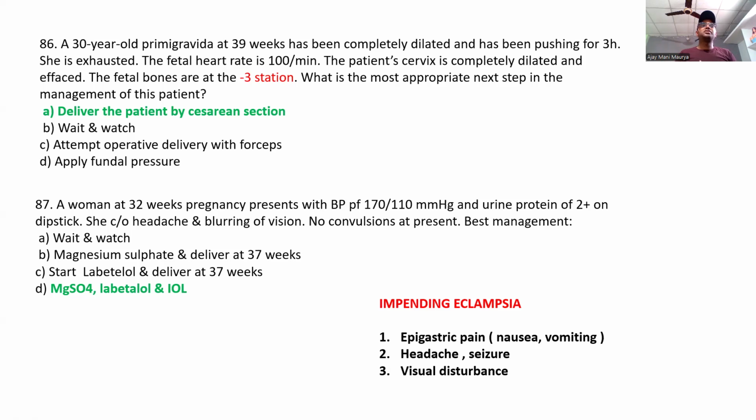Okay, now the next question: a woman at 32 weeks of pregnancy with a BP of 117/110 and urine protein 2 plus on dipstick, with the chief complaint of headache and blurred vision. So guys, this is a case of impending eclampsia. You have epigastric pain, headache, seizure, and visual disturbance. You have to give magnesium sulfate, and labetalol for the blood pressure.